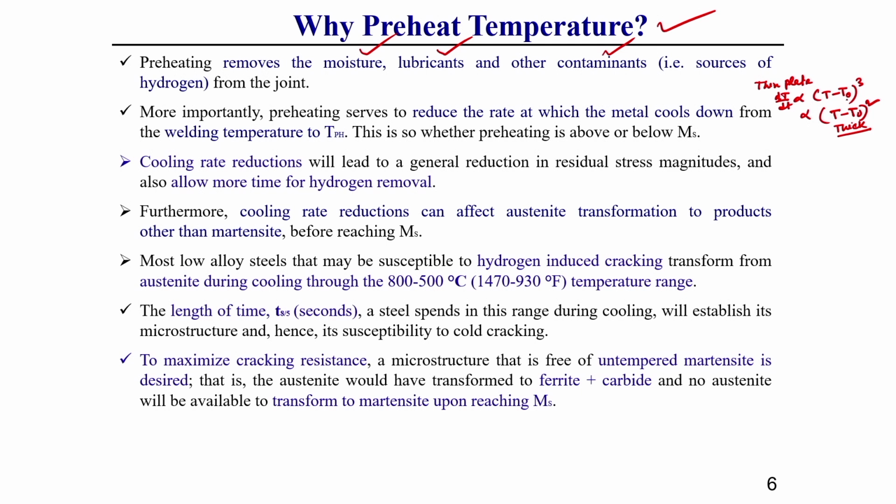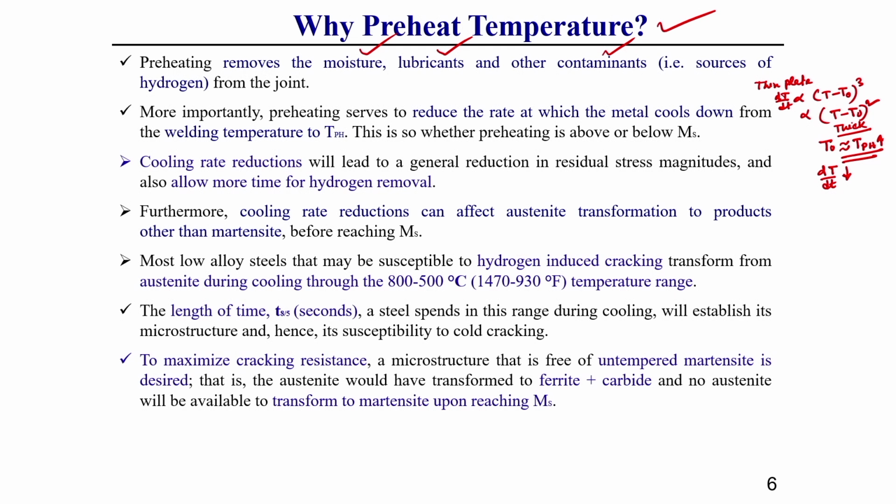So, from this equation, T0 is called the initial temperature, or you can consider it as the preheating temperature. So, if this T preheating increases, then the difference T minus T0 will decrease. So, your dT by dt, the cooling rate, will decrease. This you should keep in mind. So, if the preheating temperature increases, then the cooling rate decreases.